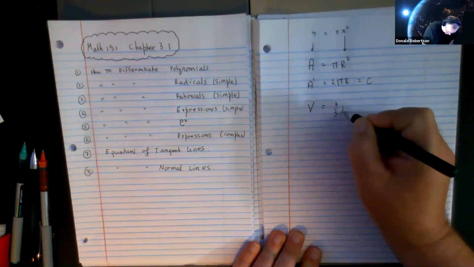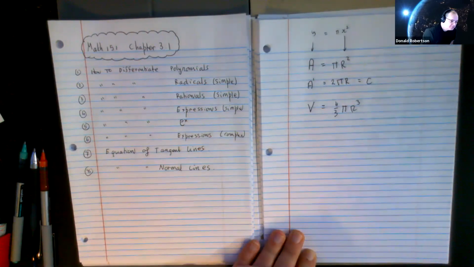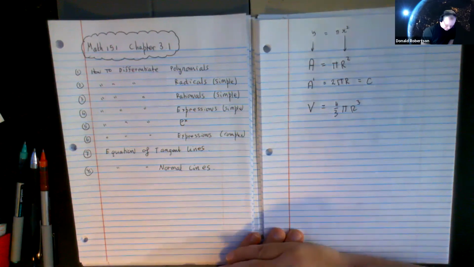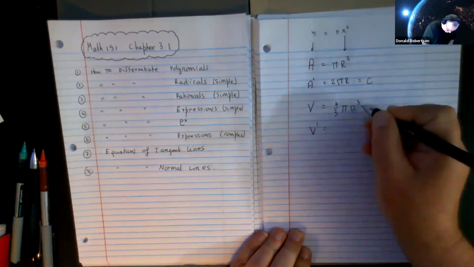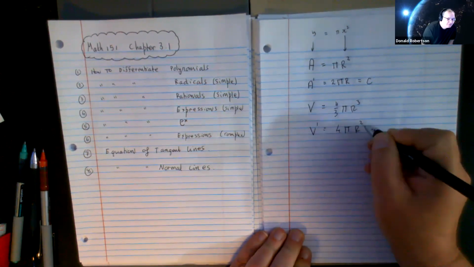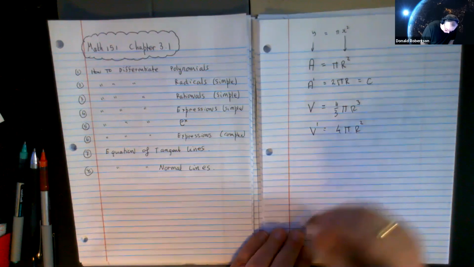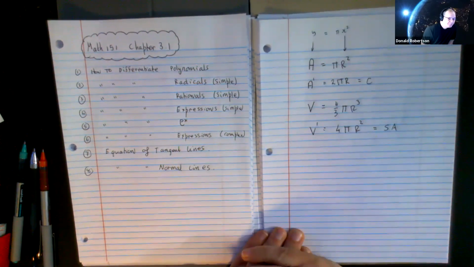You might not know this formula, I hope you do. And do you know that's the formula for the volume of a sphere? If you differentiate that formula, you multiply by the power and then you reduce the power by 1, you get that. Do you know that's the formula for the surface area of a sphere?